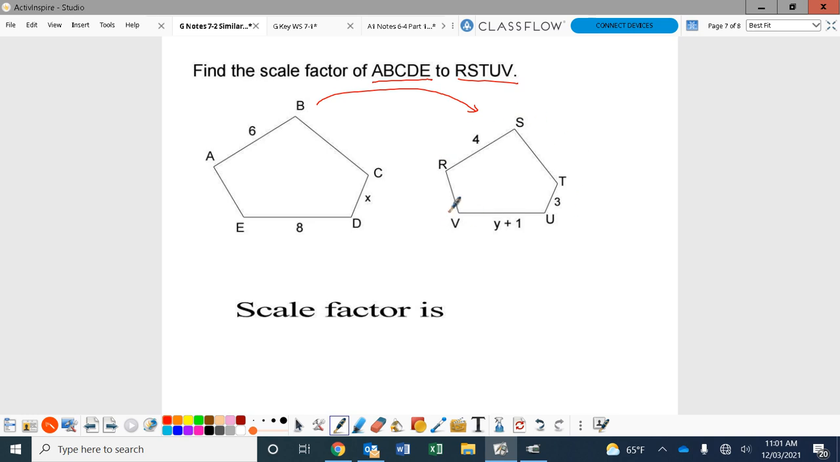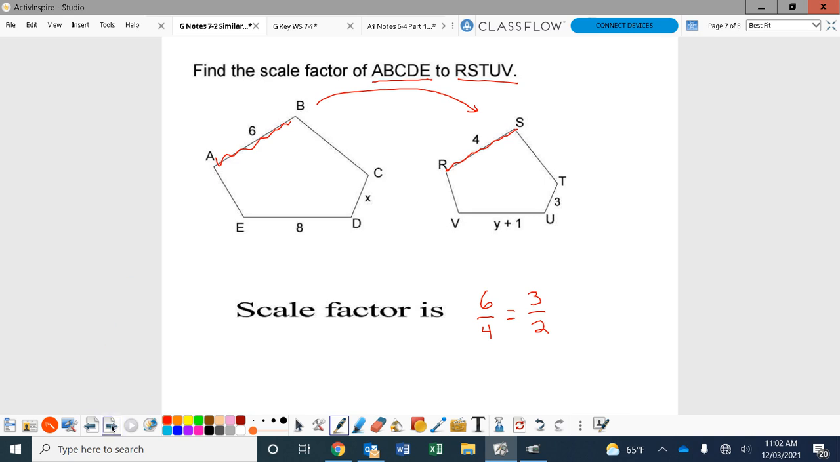Okay? What's the only two sides that have just numbers on them? No variables. Okay, so the 6 and the 4, the AB and the RS. So my scale factor is just going to be 6 over 4, which reduces to 3 over 2. No mixed numbers, because we got to use it as a proportion in a second. So 3 over 2. Okay, everybody okay with the scale factor? Okay, then we're going to use that scale.